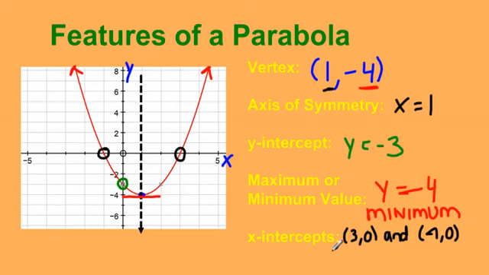You can also write these as x equals -3, -1. Now you can always ask your teacher which way they prefer, as a coordinate or just as an x value. And there is the basic features of a parabola.